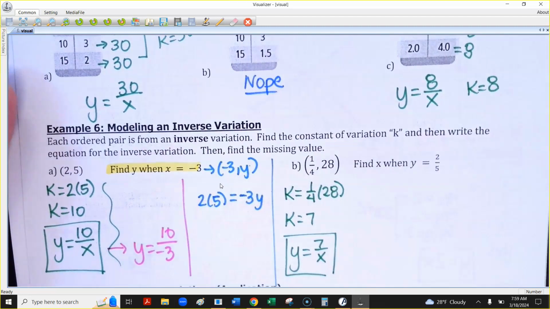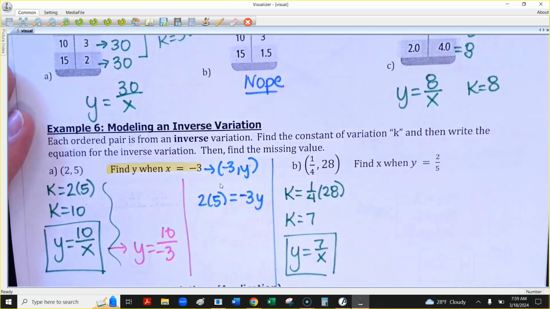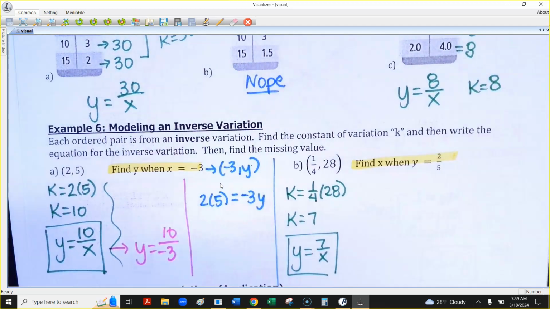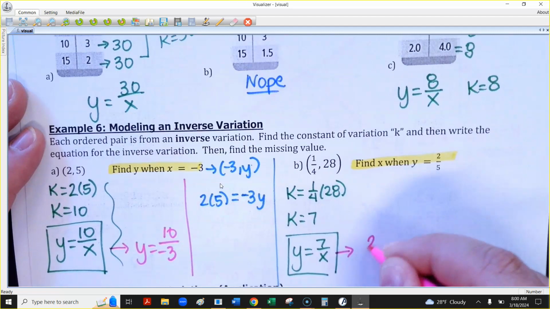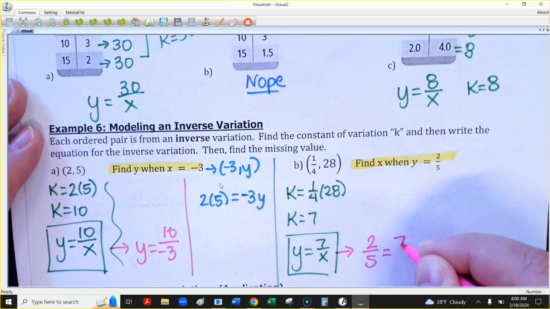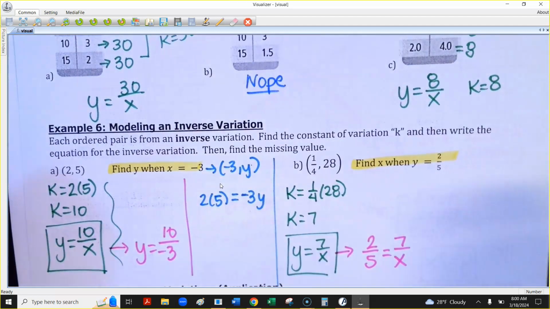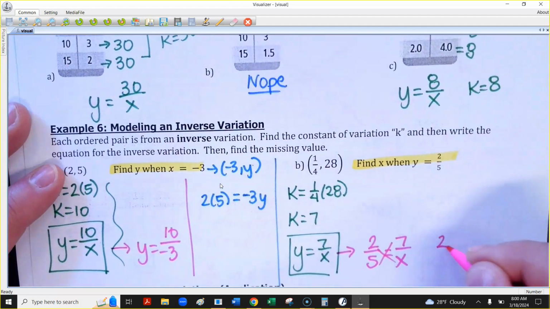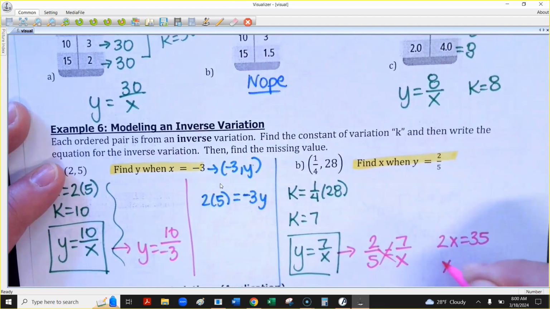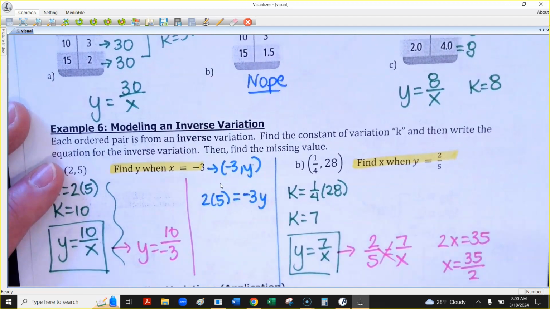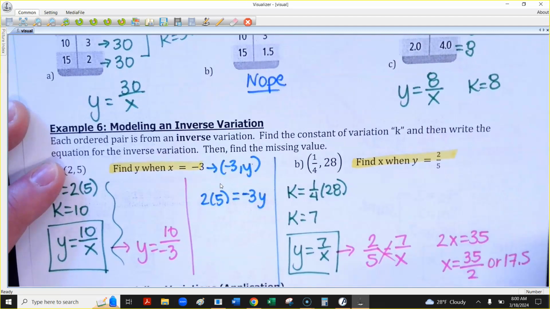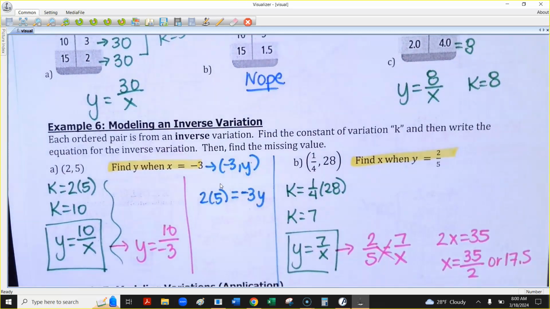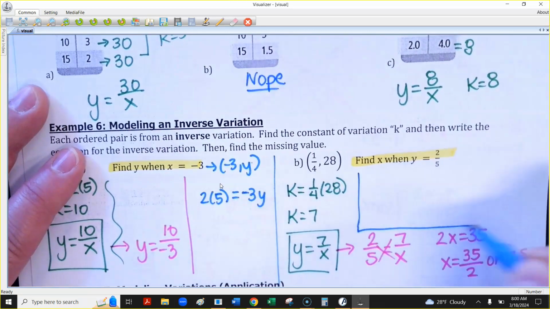Okay, so two options. First option for that secondary question says find x when y is 2/5. So in this case, y is 2/5. So I would just sub in 2/5 for y, 7 over x. And that guy, I would just do a quick little proportion. So we'd have 2x equals 35, and 35 over 2, which is 17.5 as a decimal.